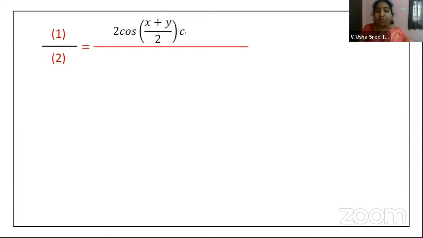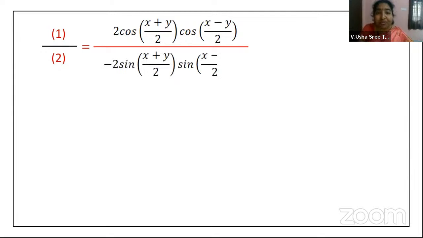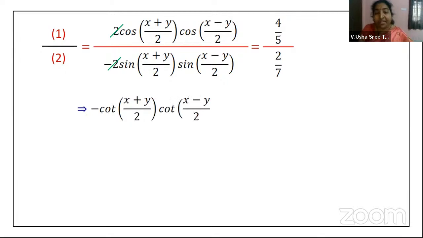Then, as we have taken in the previous problem, we will try to take equation 1 by equation 2. Then we'll just write 2 cos (x plus y) by 2 cos (x minus y) by 2 by minus 2 sine (x plus y) by 2 sine (x minus y) by 2, which is equal to 4 by 5 by 2 by 7. Now here 2 and 2 get cancelled, children. Right? Then cos by sine is cot. So you will have it as minus cot (x plus y) by 2 cot (x minus y) by 2 is equal to 14 by 5.